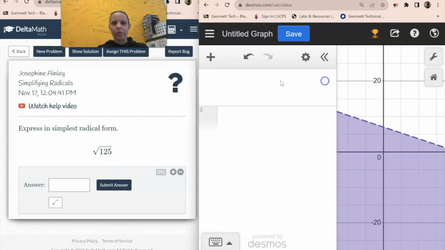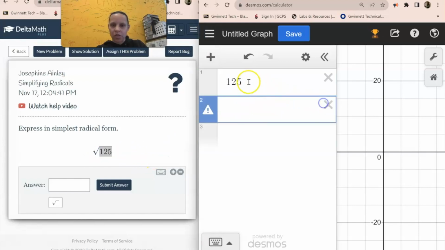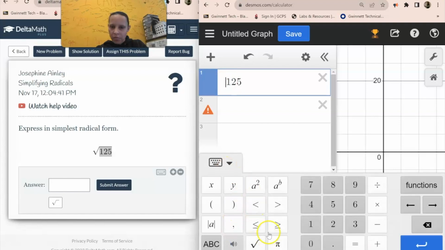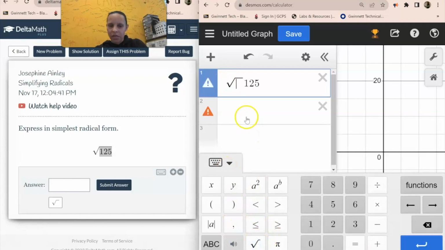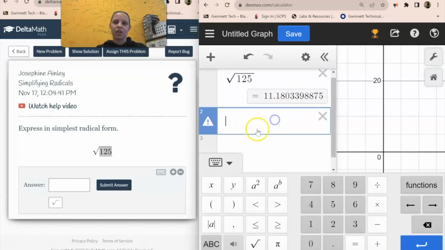So we're going to start off by putting the answer in here. So square root of 125. Let's see if it'll let me copy, paste. Okay, so it's making me put it in. So you have to put square root. So come right here and press square root. And it's got to be inside there, so 125. So get rid of that. So this is my answer. Whatever answer I get, I'm going to put it here. And it should be 11.180, blah, blah, blah.